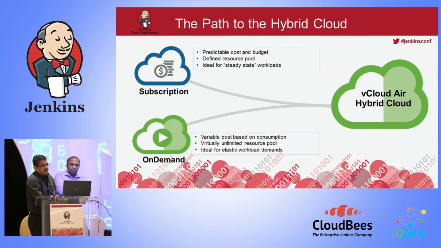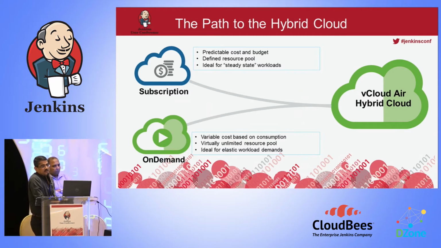Then now the path to the hybrid cloud. There are two ways you can subscribe and buy this cloud. One is the subscription model, the other one is on-demand. With the subscription, you buy a pool of resources, a pool of compute, a pool of storage, and bandwidth, and then you can carve it out between your different workloads. This is mainly useful if you have a predictable cost and budget for your project. You can use this as a common pool and carve it out for different groups, and you know exactly how much it's going to cost you on a monthly basis.